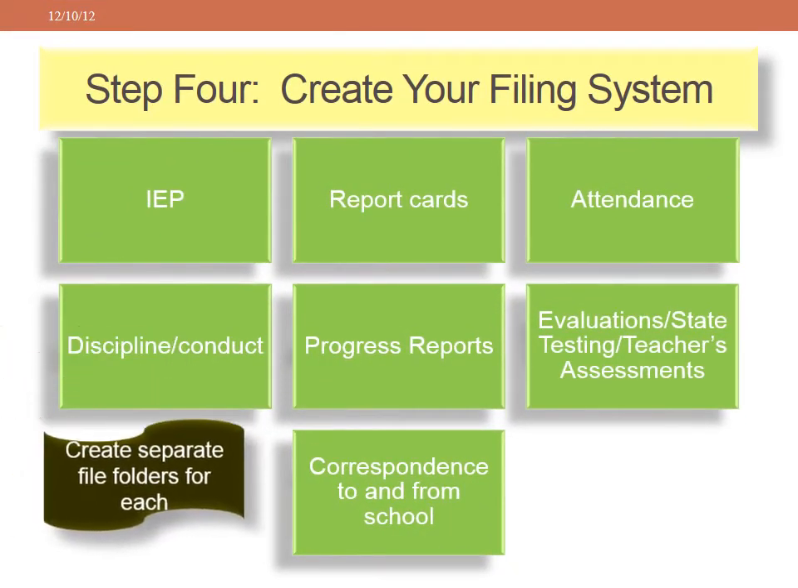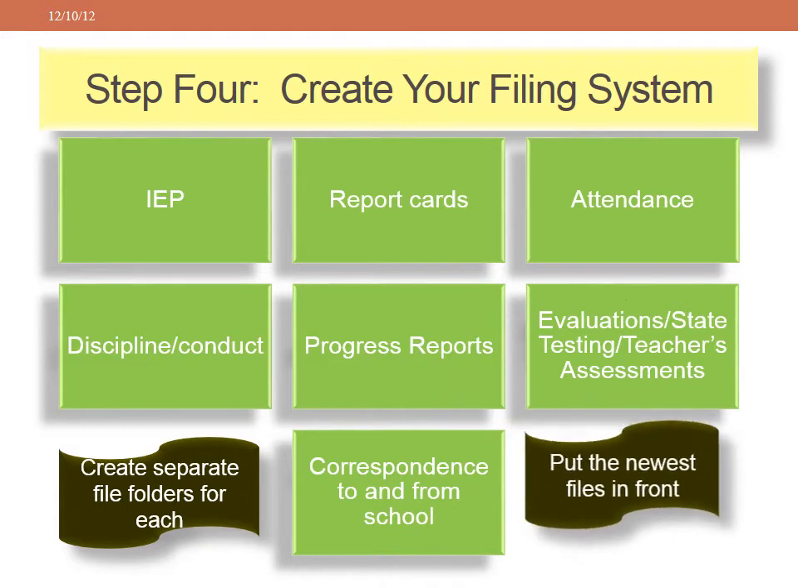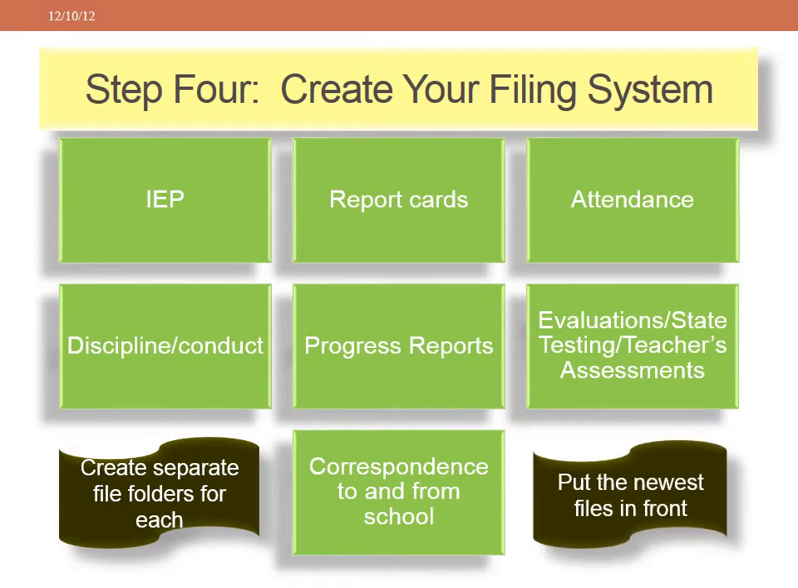Step 4 is create your filing system. This process is very difficult and it can be daunting at times. And the more organized you are, the better you'll understand what's going on with your kid and if the school district is doing what they're supposed to do under the law. So you want to create a filing system that has IEP folders, report card folders, attendance, discipline, progress reports, evaluations, correspondence to and from the school. You want to create a folder for each one of these areas.